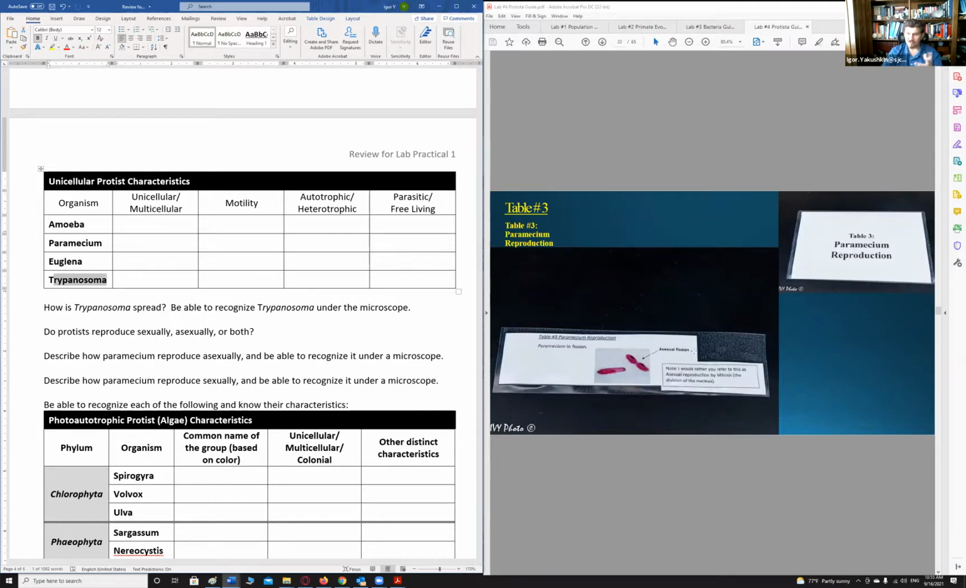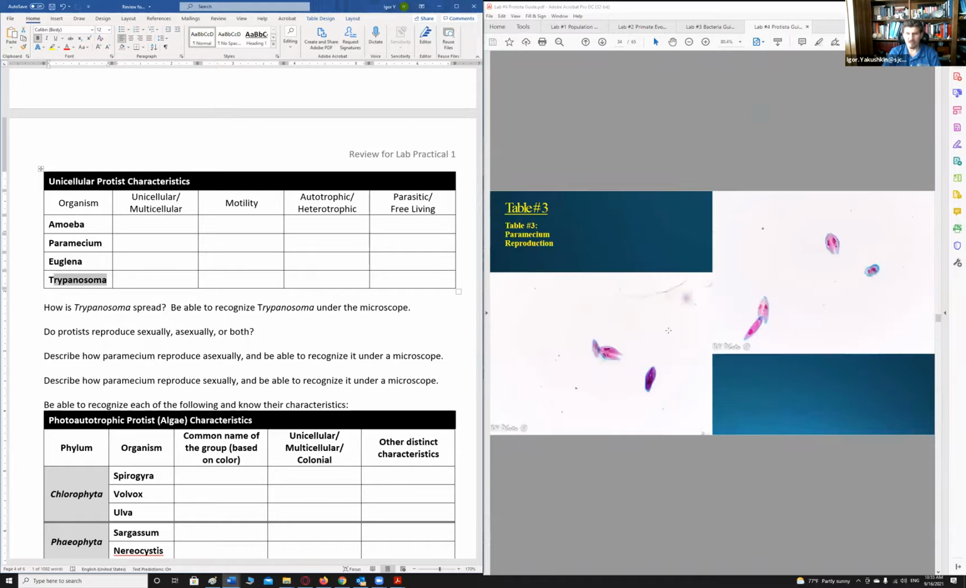Yeah, asexual fission will do just fine, but try not to say binary fission. Binary fission is most likely for the prokaryotes. So here we're looking at the actual slides.